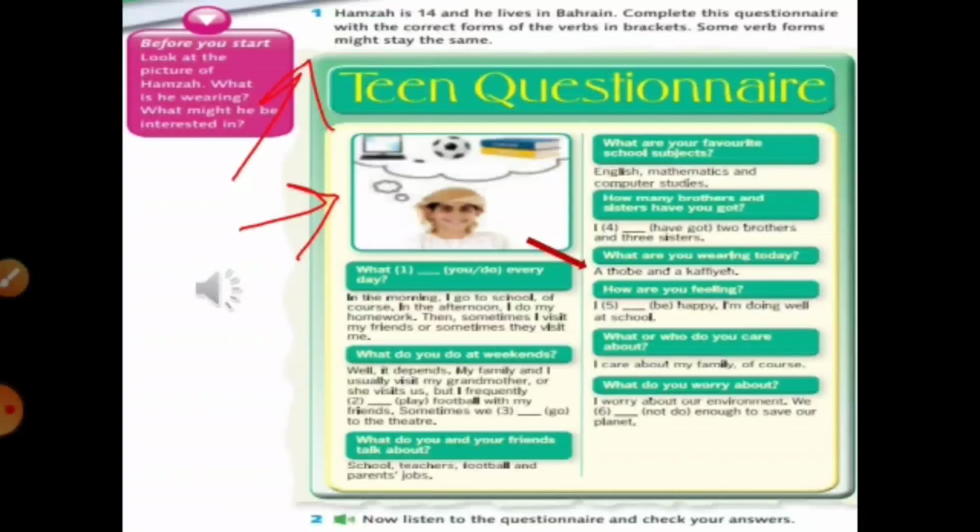So now you are going to listen again. رح تسمعوا مرة تانية. And check your answers, okay?